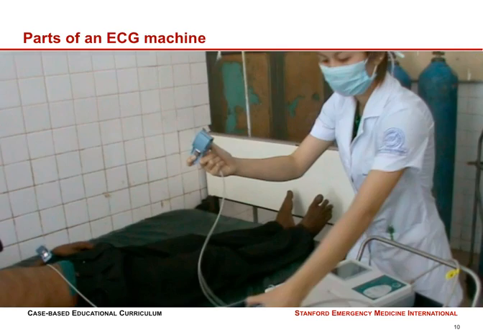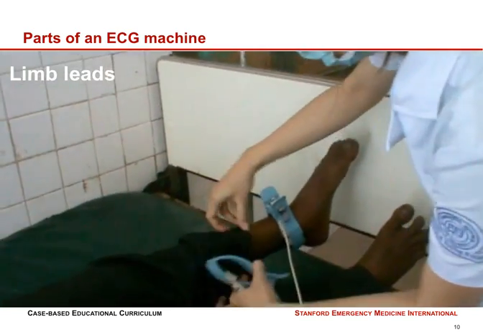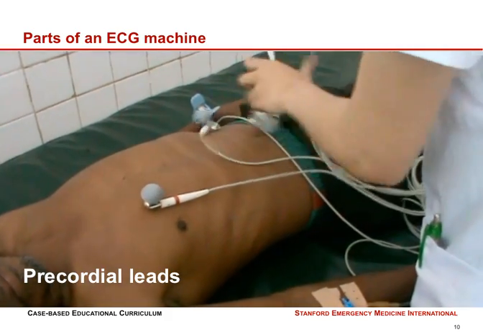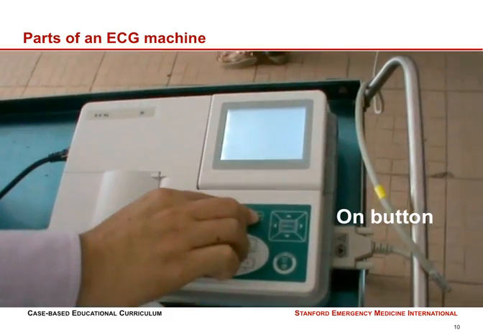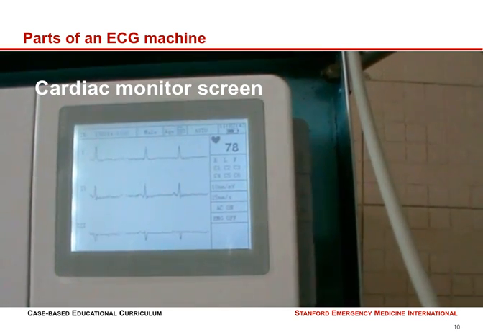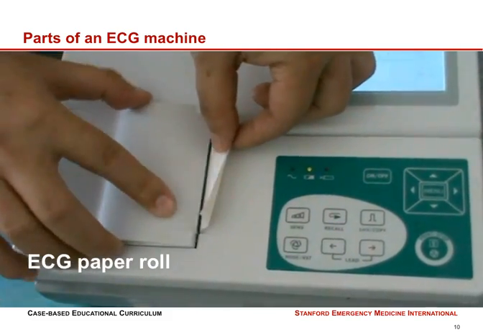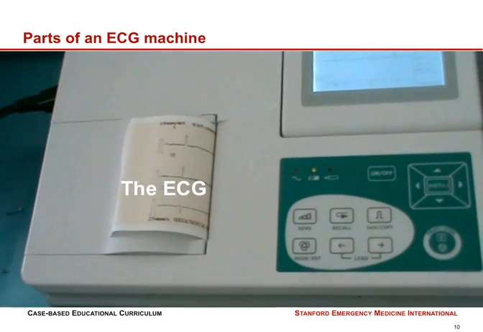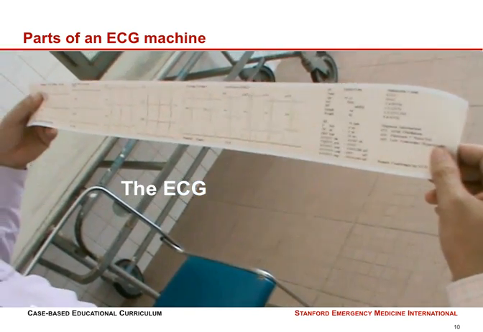Now let's talk about the parts of an ECG machine. The first part you should be familiar with are limb leads. One for each ankle, one for each wrist, 4 in total. Then there are precordial leads. There are 6. They go on the chest. The third thing you should know is the on button and the cardiac monitor screen. The on button and the cardiac monitor screen are in different places on each machine. The ECG paper roll and the start button that begins the printing of an ECG, which you see coming out of the machine here and being analyzed on this slide.